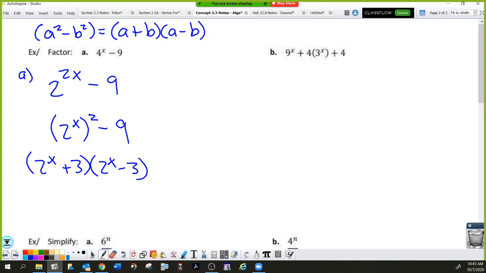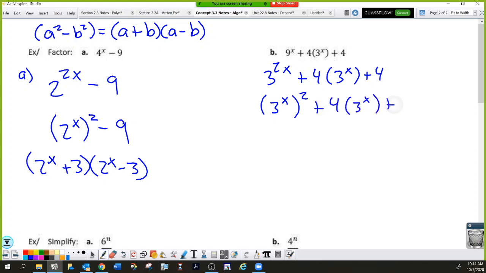Hopefully you notice that there's a 9 to the x and a 3 to the x. See, that wasn't an accident. And it's not an accident that 9 is a perfect square. So instead of saying 9 to the x, I'm going to say 3 to the 2x. And then I'm going to do the same thing that I did over here, where I remember that a power raised to a power would force me to multiply those exponents. So I want to take apart the multiplication of exponents, and I want to write it like this. 3 to the x squared plus 4 times 3 to the x plus 4.